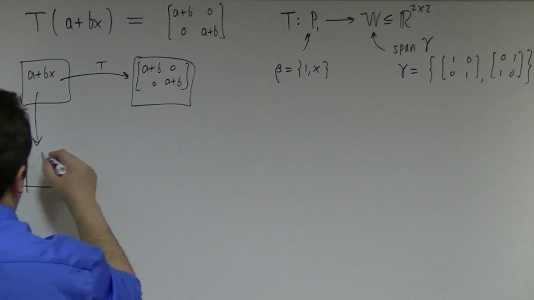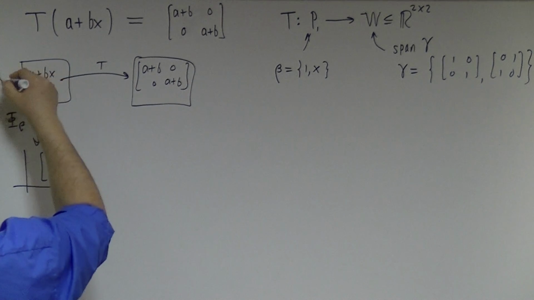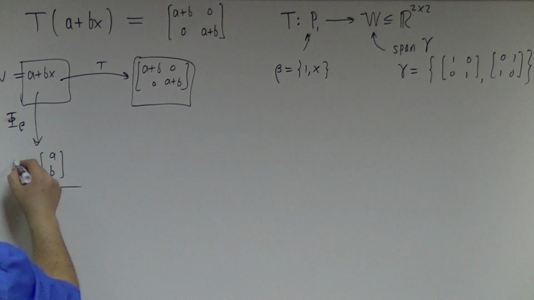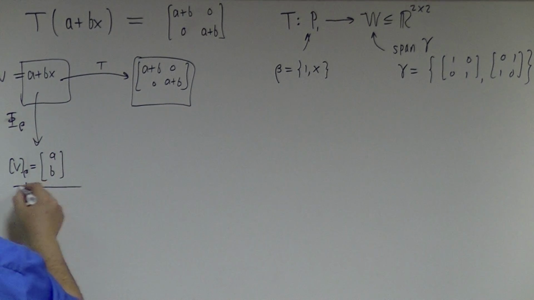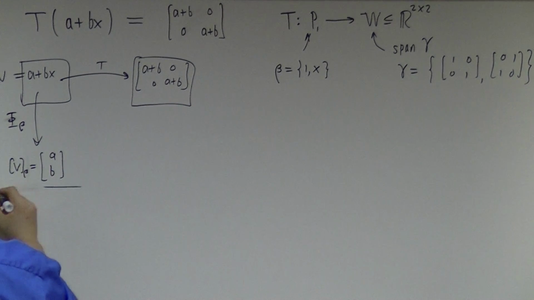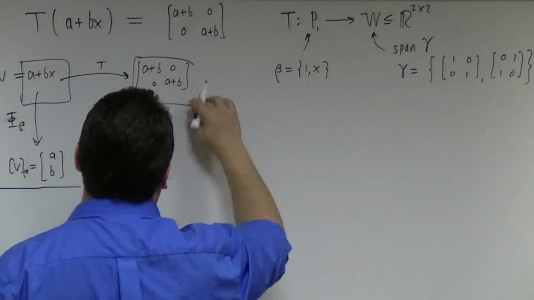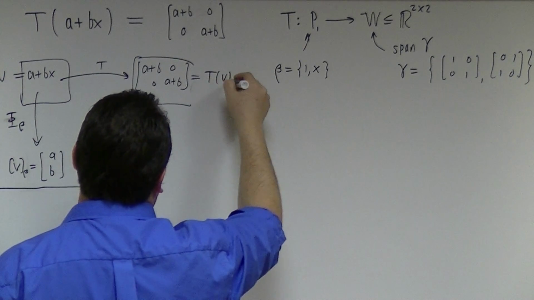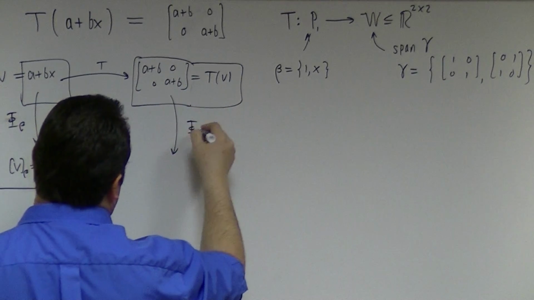Under the beta coordinate mapping, we have AB. I'm calling A plus bx V just to give it a name. So the coordinate vector of V is just AB. This guy over here would be the image of V under T, TV. So under the gamma coordinate map, down here you have, well, what do you have?